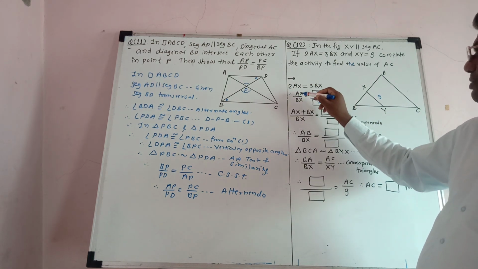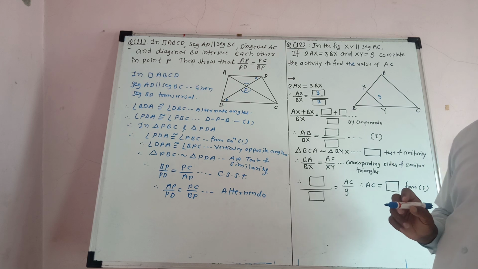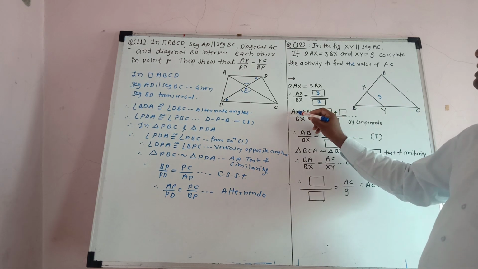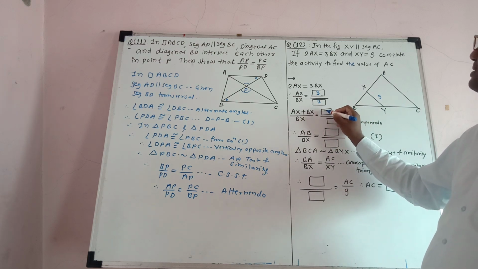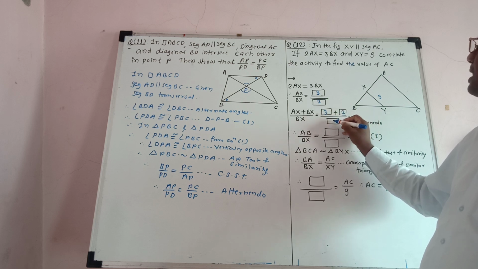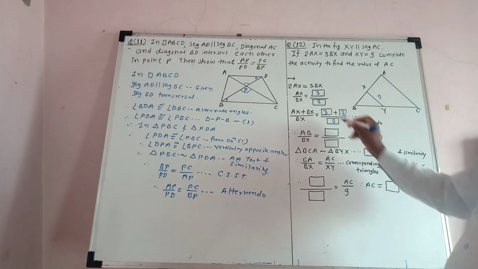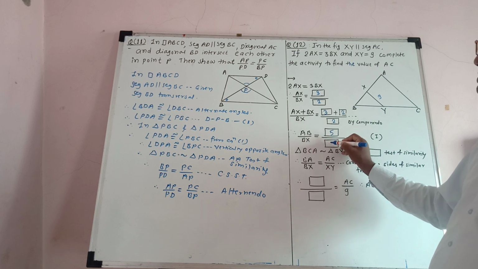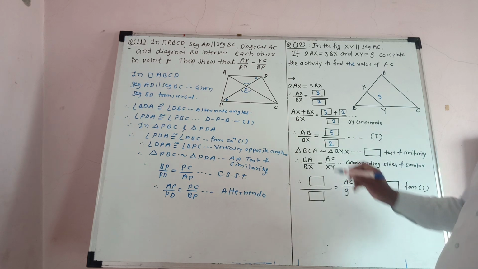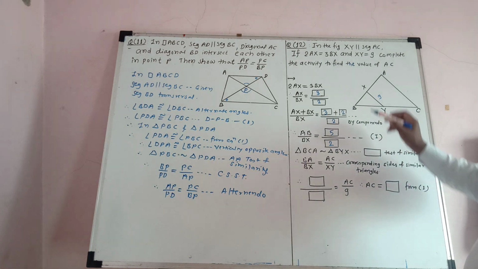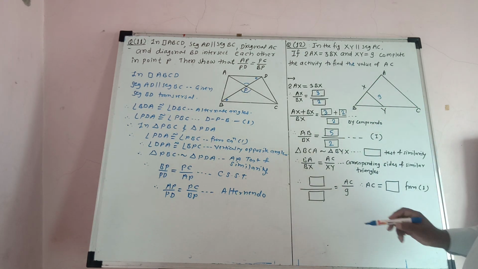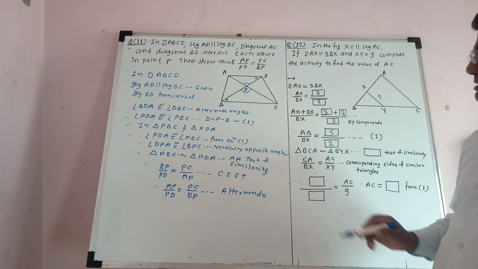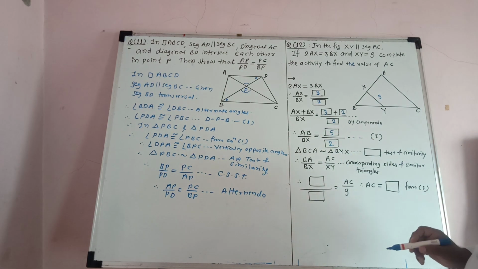Here on the left side we have written componendo: ax plus bx upon bx. On the right side also componendo: 3 plus 2 upon 2. 3 plus 2 is 5, so 5 upon 2. Now ax plus bx will be AB. Therefore, AB upon BX is equal to 5 upon 2.